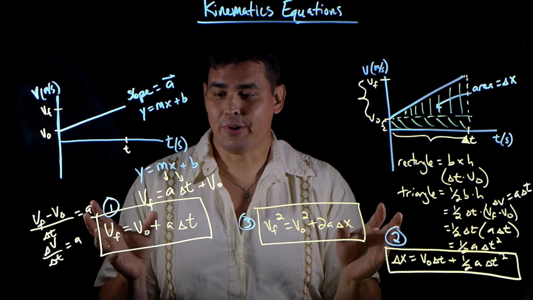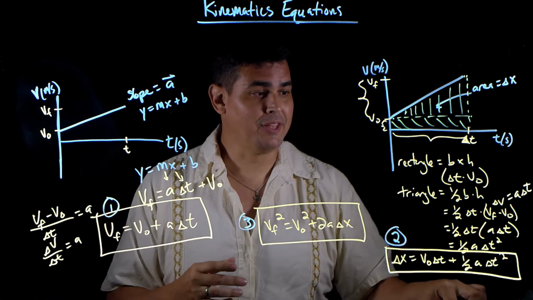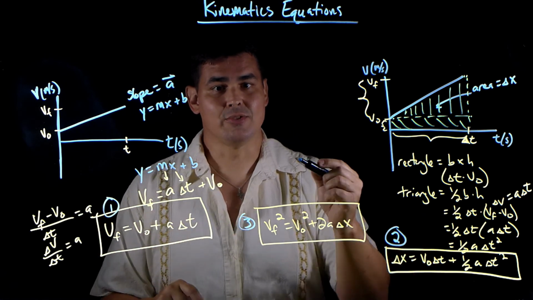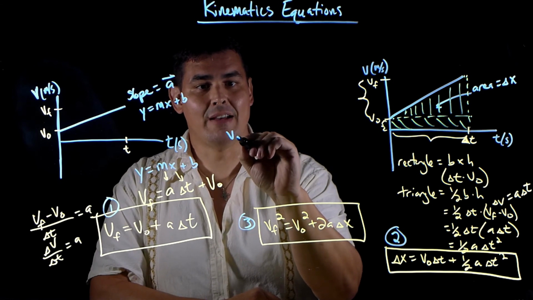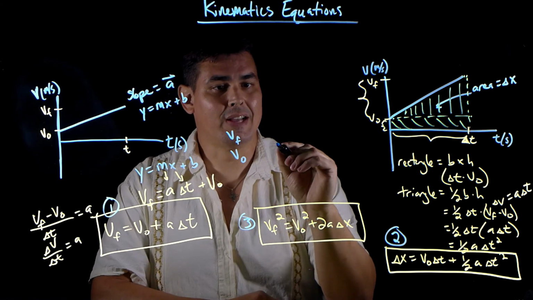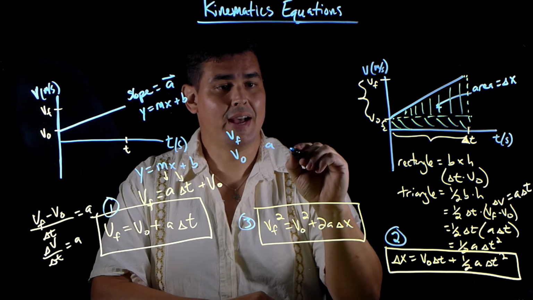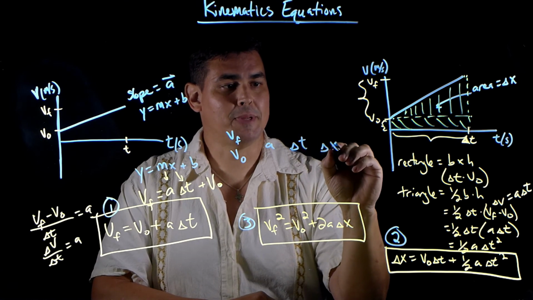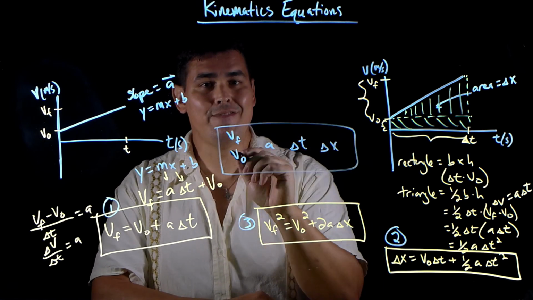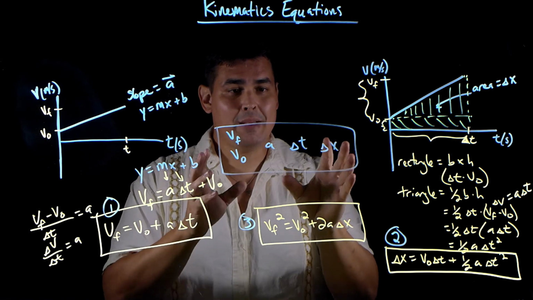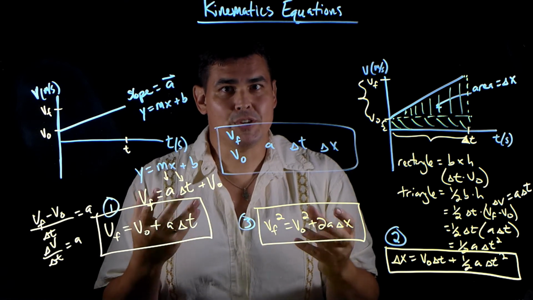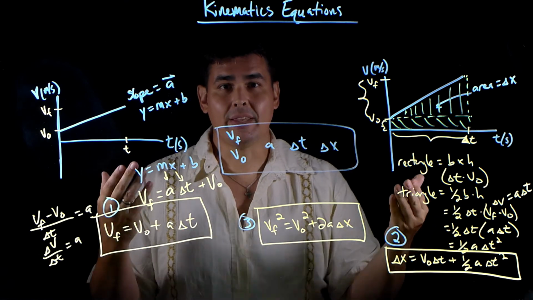The point of having three equations is that we have multiple variables in this case. My variables here are final velocity, initial velocity, acceleration, time interval, and displacement. So here I've got 5 variables. If I want to be able to solve for these 5 variables, I need more than just one equation, which is why I have these 3 kinematics equations.